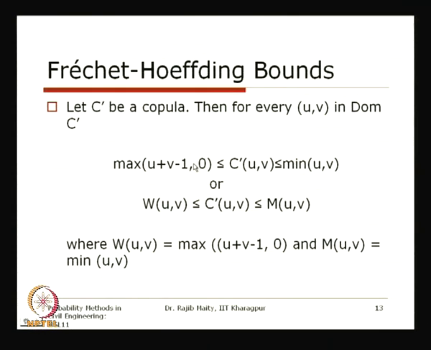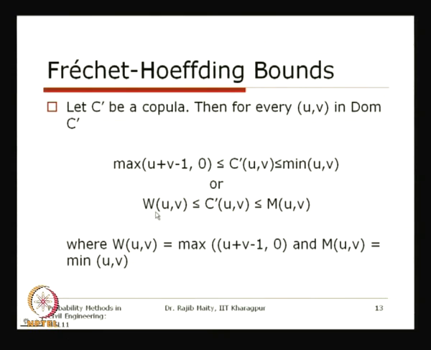So this is the lower bound of that function, and the minimum of u and v is the value of the upper bound. The lower bound is generally represented by W(u, v), and the upper limit, which is the minimum of u and v, is represented by M(u, v).